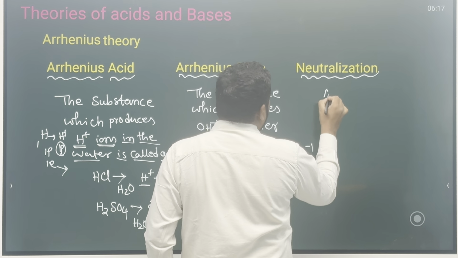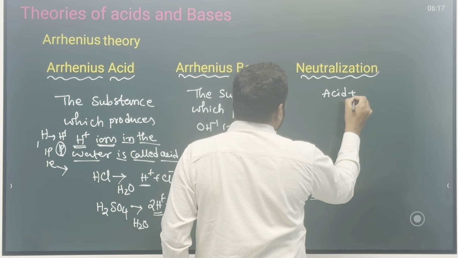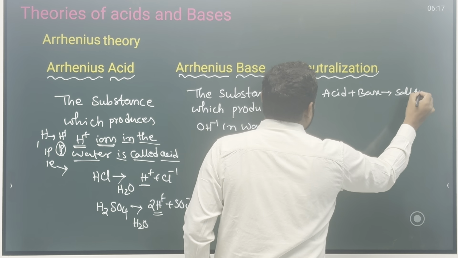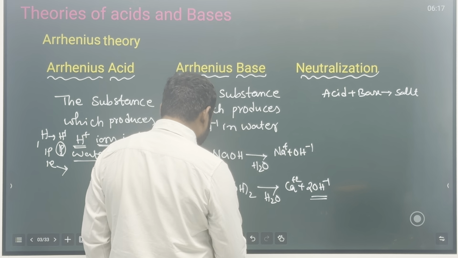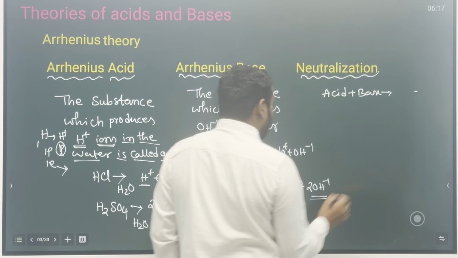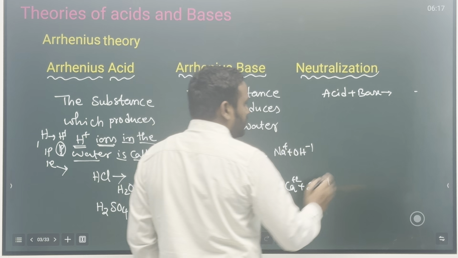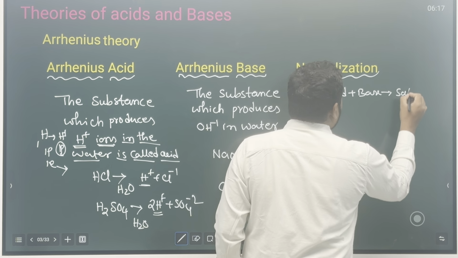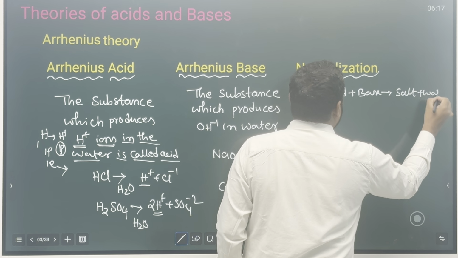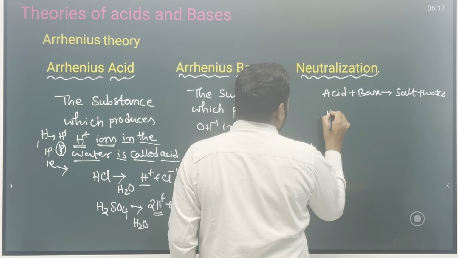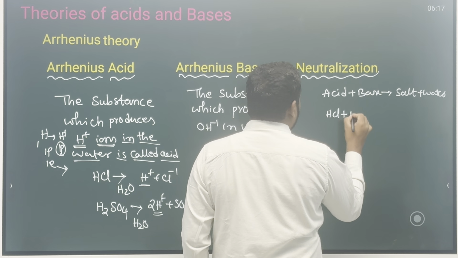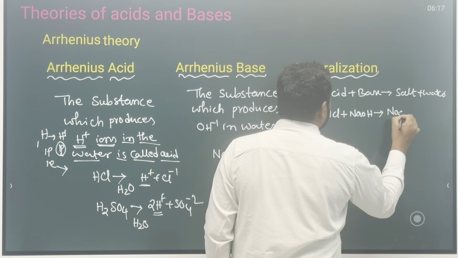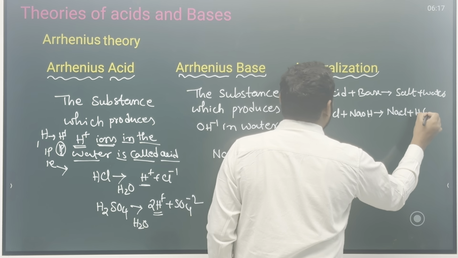Next, neutralization. What is Arrhenius neutralization? Means, children, acid plus base gives rise to salt plus water. This you have studied in your lower classes also. For example, I am going to take HCl as acid and NaOH, sodium hydroxide, as the base. It gives rise to NaCl plus H2O.